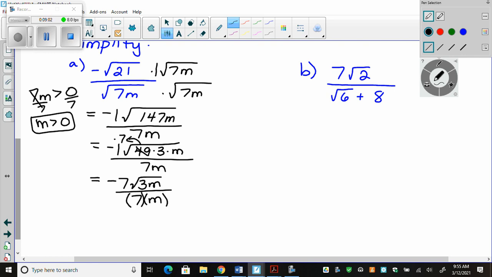So because they're multiplied and not added, I can actually take a 7 out of both of these. So this will become negative 1, and that one will become positive 1. So we'd just be left with negative 1 root 3m over m. And then we follow behind with m is greater than 0 with our restriction.